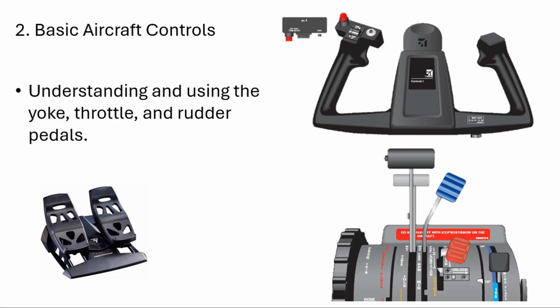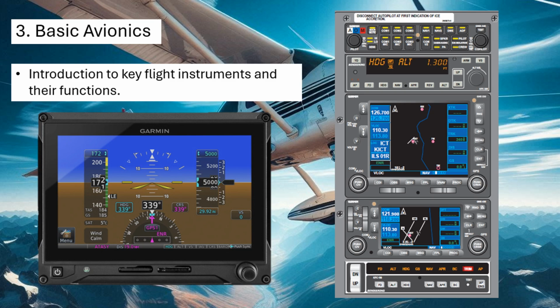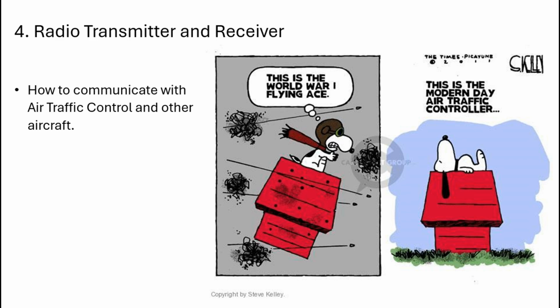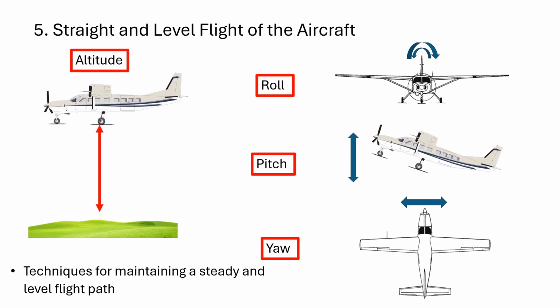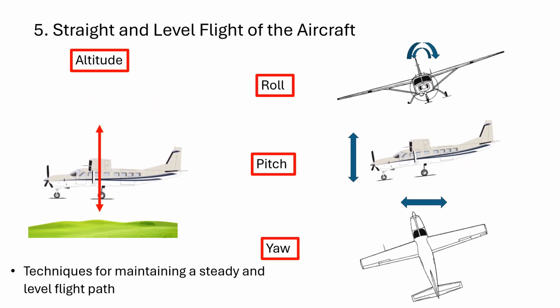2. Basic aircraft controls. Understanding and using the yoke, throttle, and rudder pedals. 3. Basic avionics. Introduction to key flight instruments and their functions. 4. Radio transmitter and receiver. How to communicate with air traffic control and other aircraft. 5. Straight and level flight of the aircraft. Techniques for maintaining a steady and level flight path.